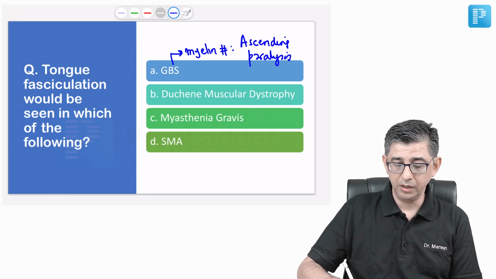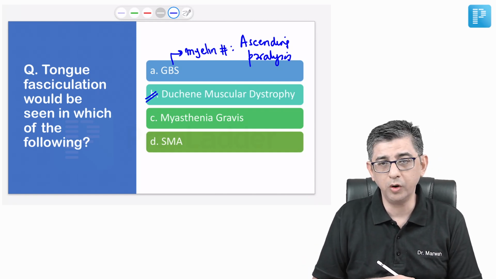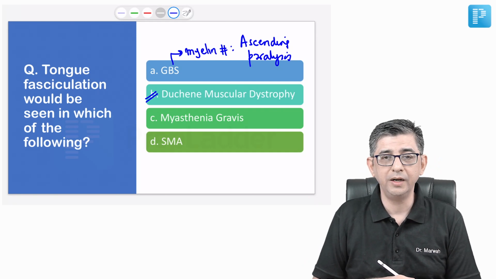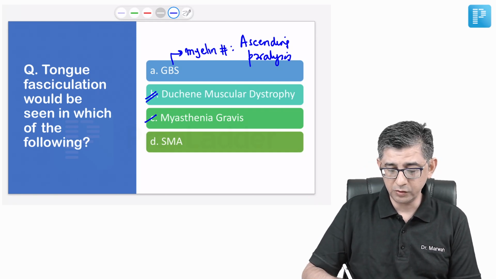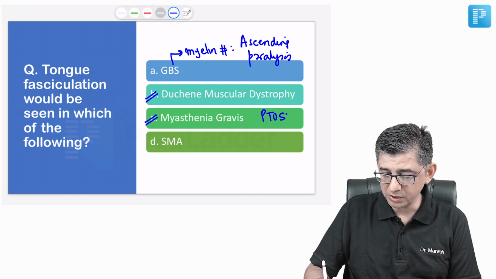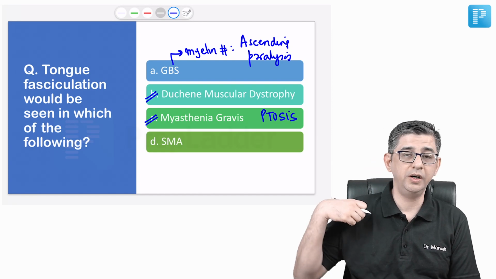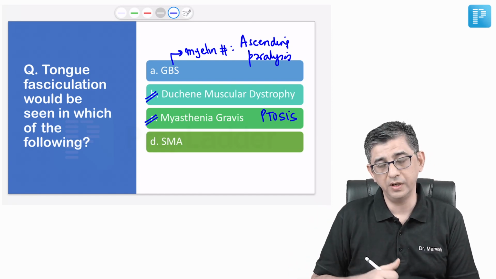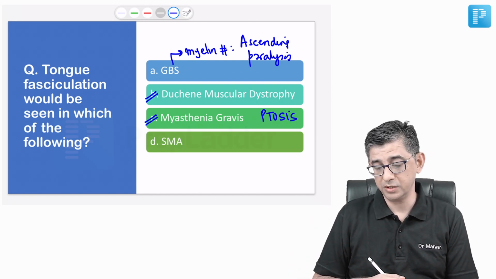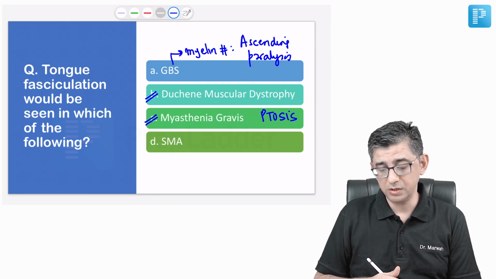fasciculations. Option number B is easily ruled out because Duchenne's would have pseudohypertrophy of the calf muscles and waddling gait. Myasthenia gravis would be a female patient who would have ptosis and chewing muscle weakness, even a subsequent myasthenic crisis, even difficulty in raising arms, but not tongue fasciculations. Neuromuscular junction defect, myasthenia gravis, has been ruled out. We are left between A versus D.